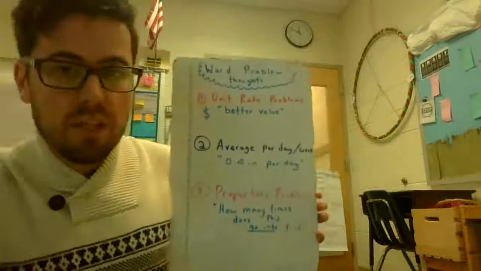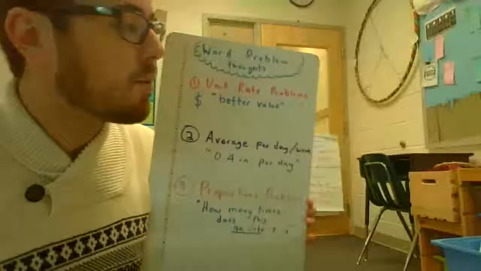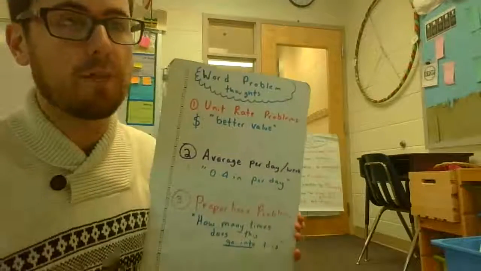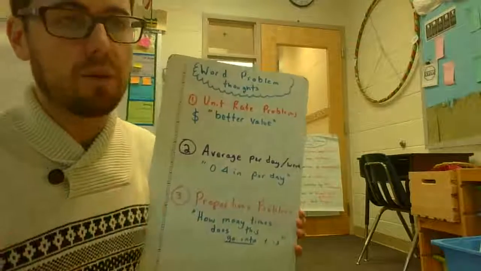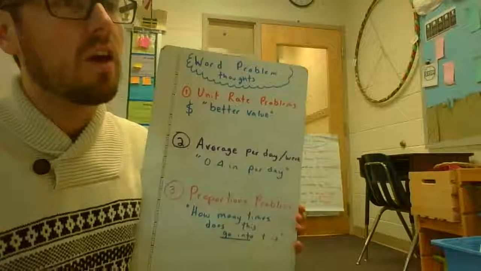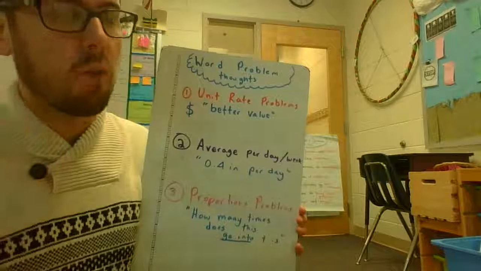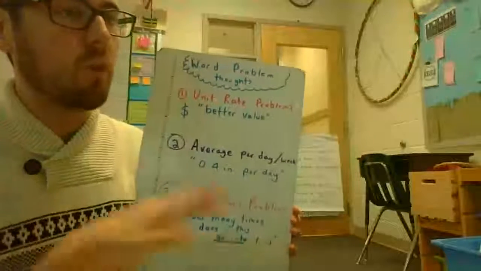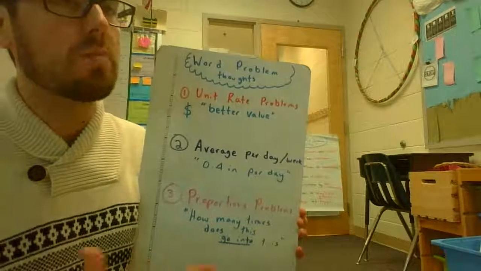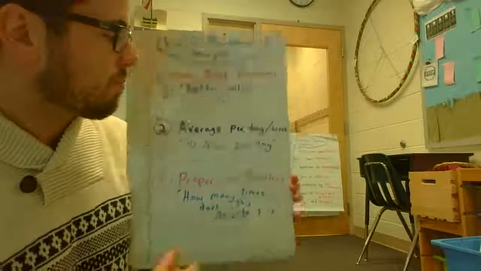So the types of problems that you might see are unit rate problems. These are problems where usually they're asking what is a better value. So for example, if you're buying 6 apples that cost a certain amount from one company, and then the other deal at another store is 4 apples for a different price, which company, which store has a better value? Which one would be less expensive? So we call those unit rate problems.